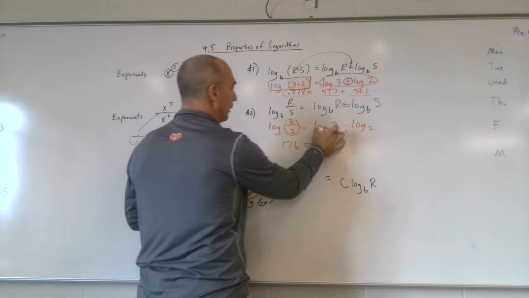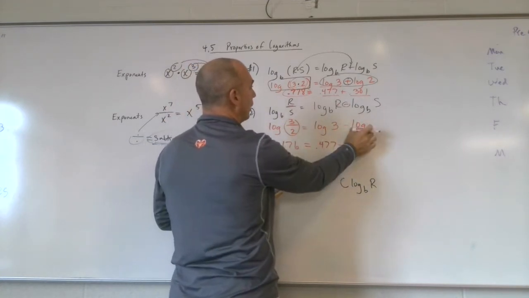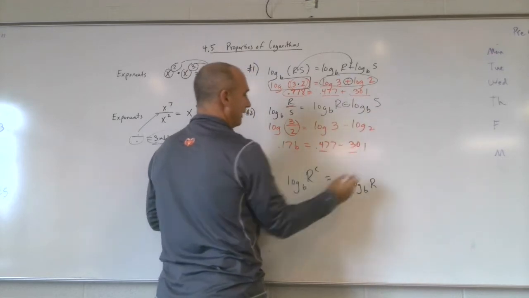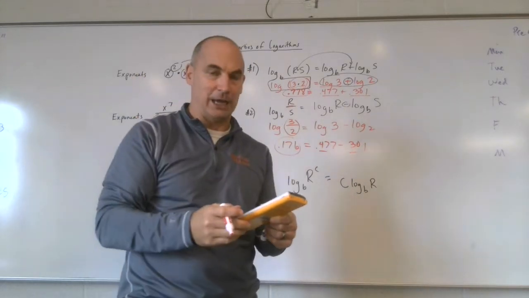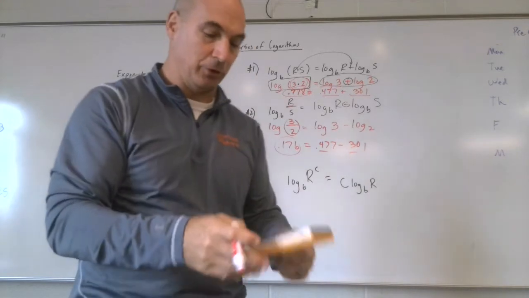I get 0.176 equals log of 3, we already know it, it's 0.477, minus log of 2, we already know it, 0.301. What do you suppose this minus that is? This is very accurate, okay? So you can trust these rules, but I need to communicate something to you.